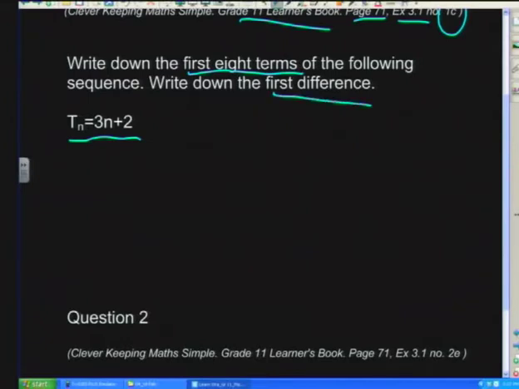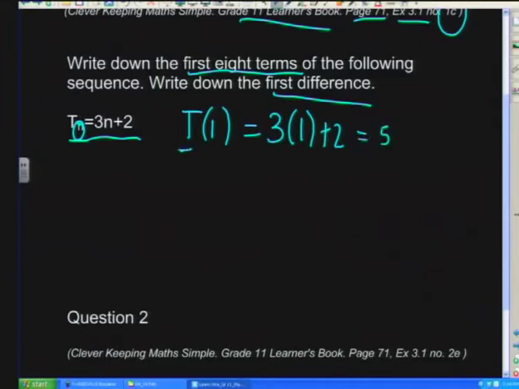Now the first thing we need to do is write down the first 8 terms if we hope to find the first difference. Well, actually you only need the first 3 terms, but in this case we're going to write down the first 8 terms. Remember, if you're looking for term 1, you simply replace the n with the term position that you're looking for. So if I'm looking for term 1, in place of n, I substitute 1. Term 1 is going to be 3 times 1 plus 2, so that's 3 plus 2, which is 5.